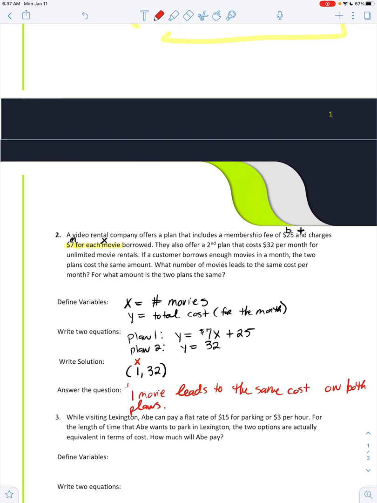All right, we've answered the first question. The second question says, for what amount is the two plans the same? $32 is the amount where the two plans are the same. So after the first month is when they're the same, and then they diverge.